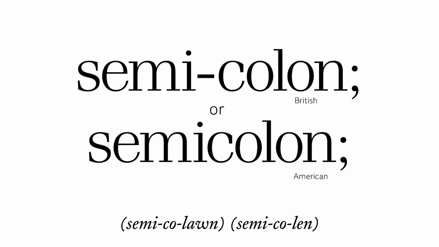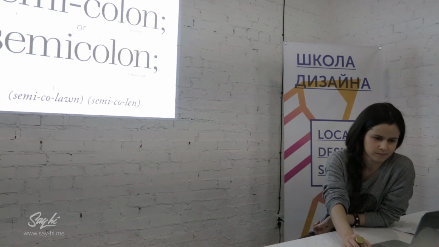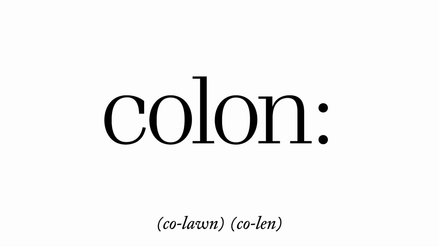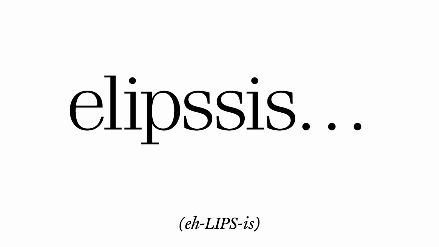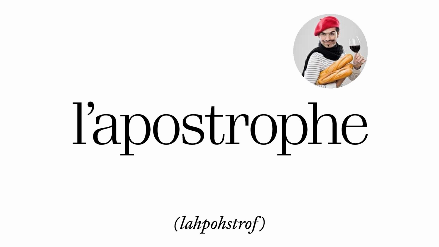These things in the end are called semicolon or semi-colon. If you're British, you'll put the hyphen in the middle. If not, if you're American and you like making things simple, you won't. You'll just spell it without a hyphen. And this thing is called a colon or a colon. Ellipsis, the three dots. Even though this word exists in our language and we say apostrophe, it's apostrophe. Apostrophe. But then if you're French, it's l'apostrophe.